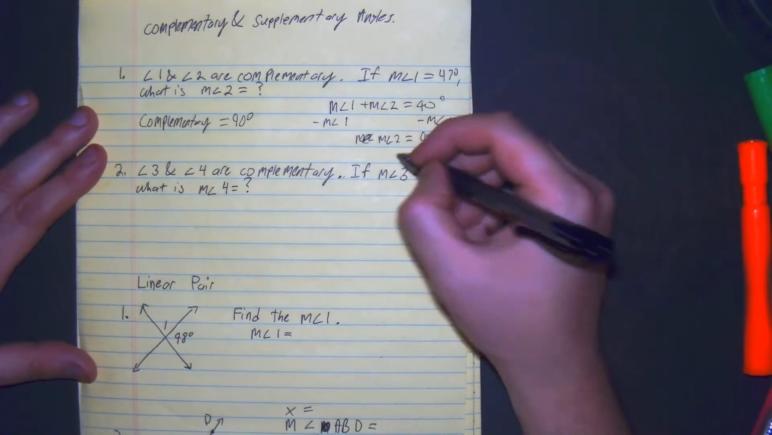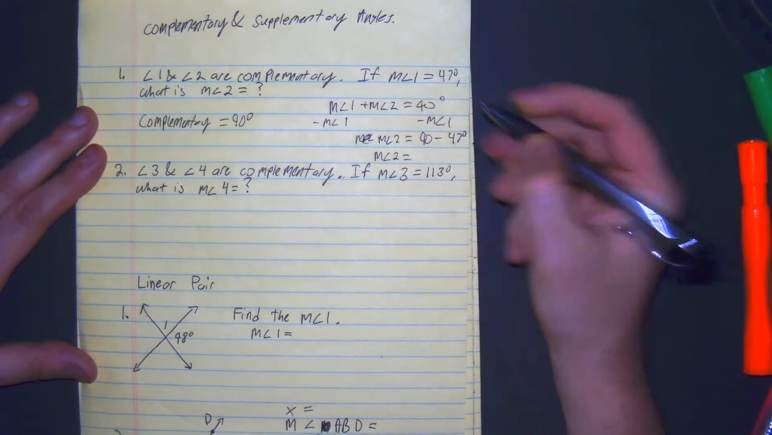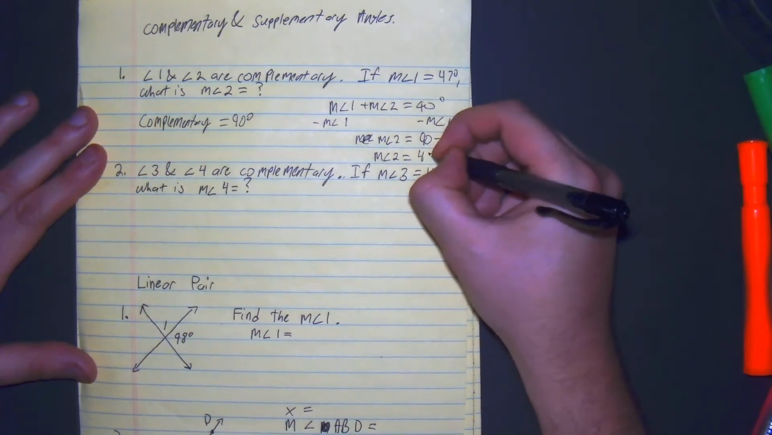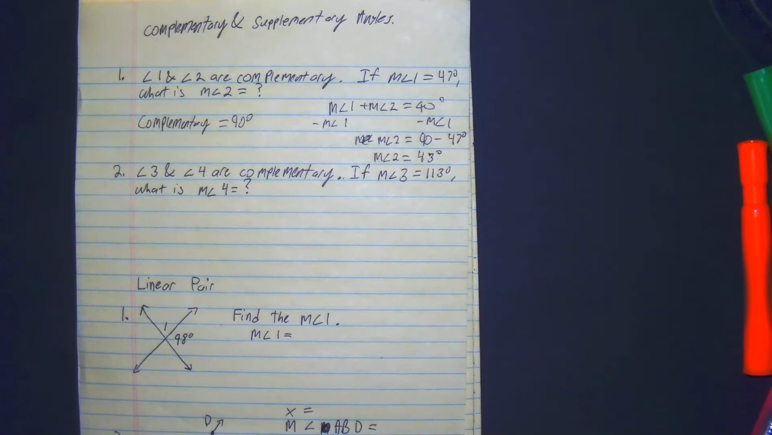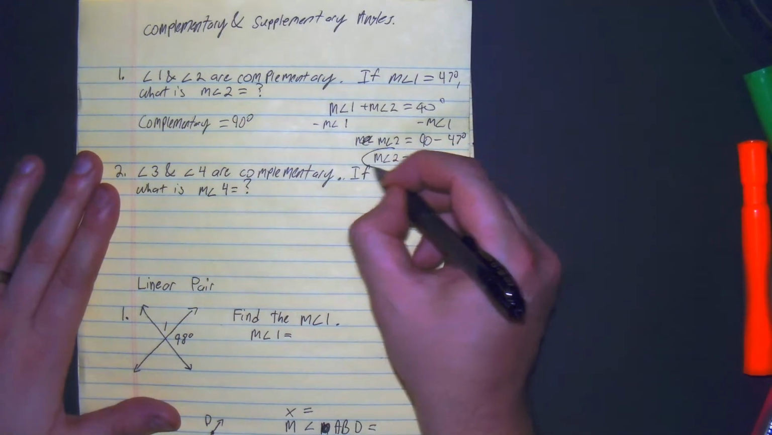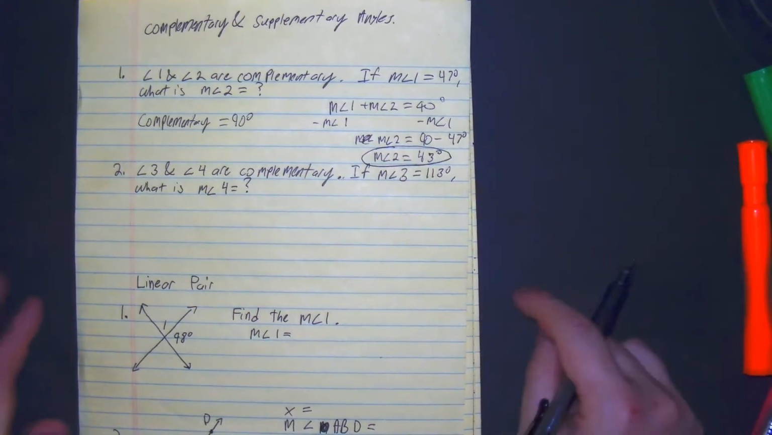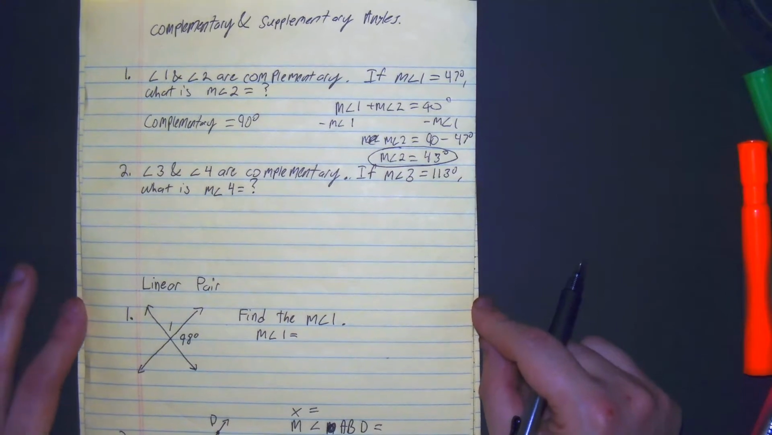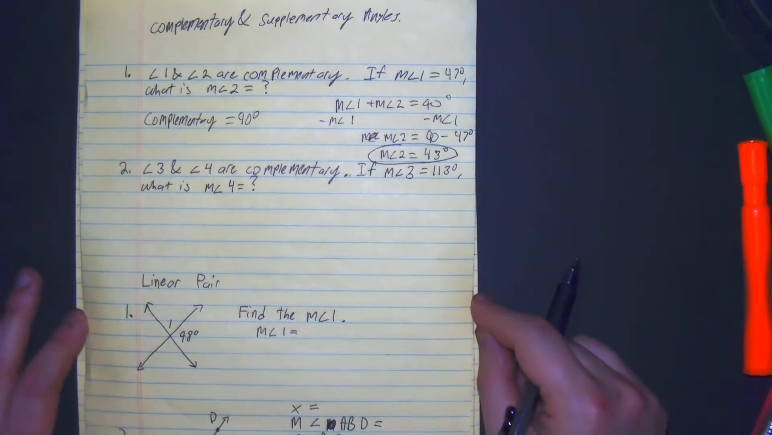Then add 3. So the measure of angle 2 is equal to 43 degrees. There we go, 43 degrees. So what is the measure of angle 2? 43 degrees. Let's continue with this complementary supplementary discussion with number 2.